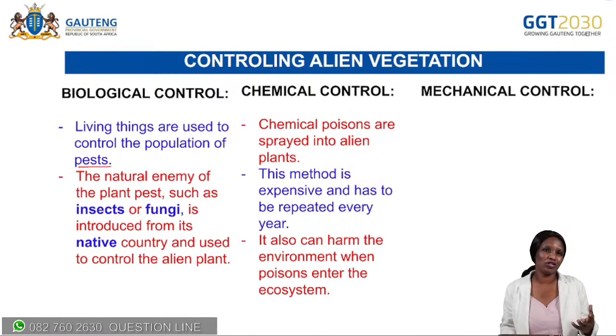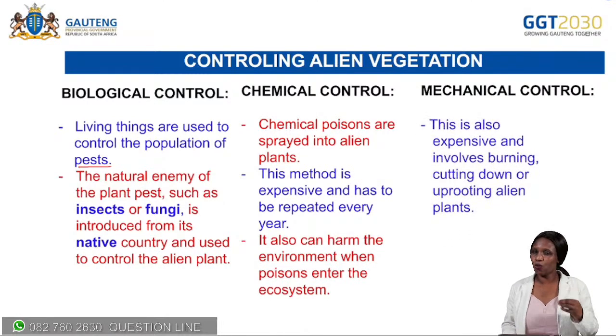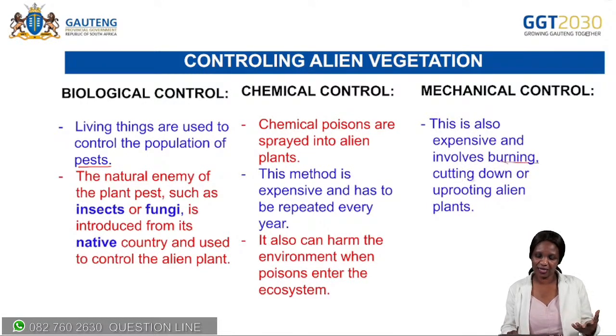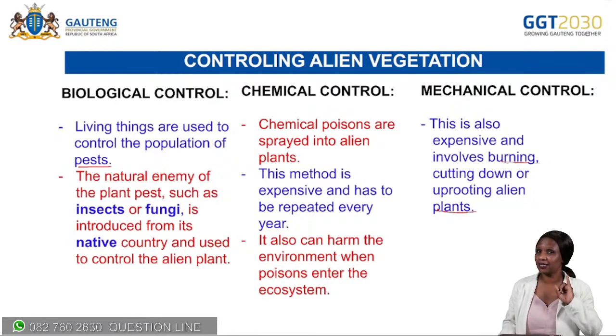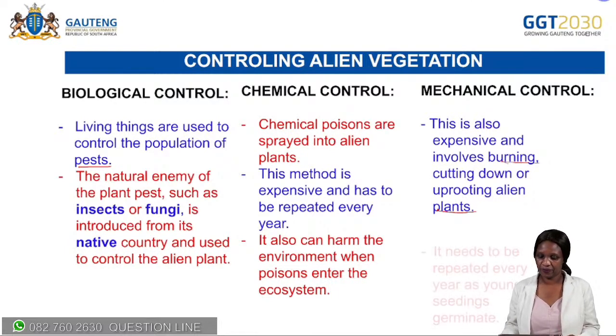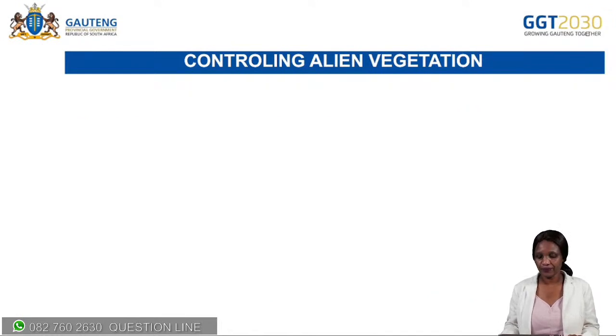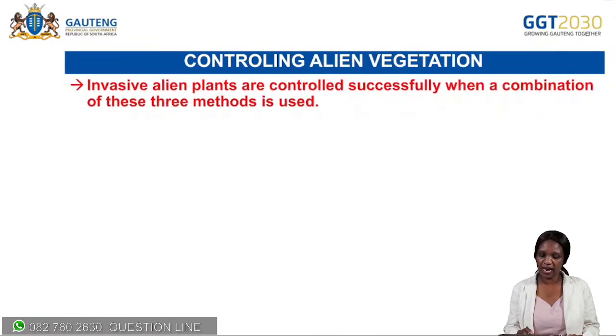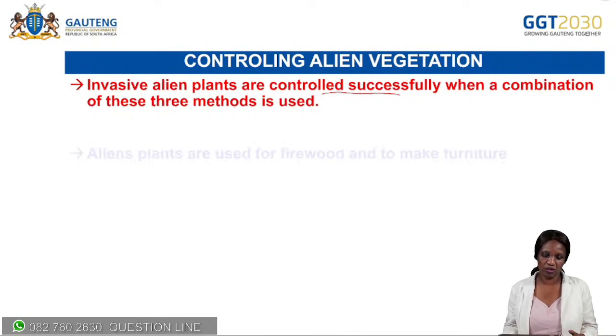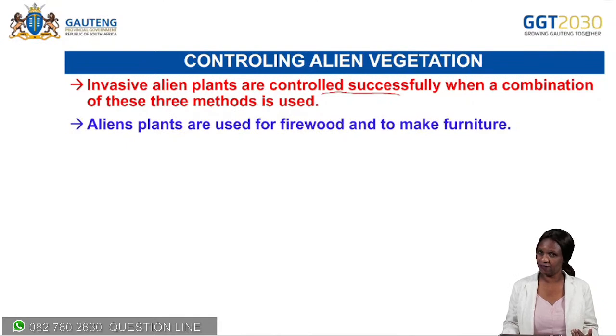And then we've got another method, that is the mechanical method. It is another way that we use to control the alien species. Okay, this is also expensive and involves burning and cutting down or even uprooting alien plants. It is time consuming and it is expensive. Do you get it? It also needs to be repeated every year as young seedlings germinate. Okay. And then invasive alien plants are controlled successfully when a combination of these three methods is used. But it becomes expensive as well.